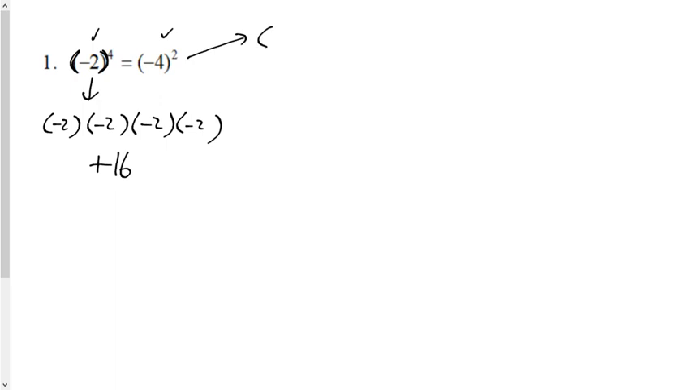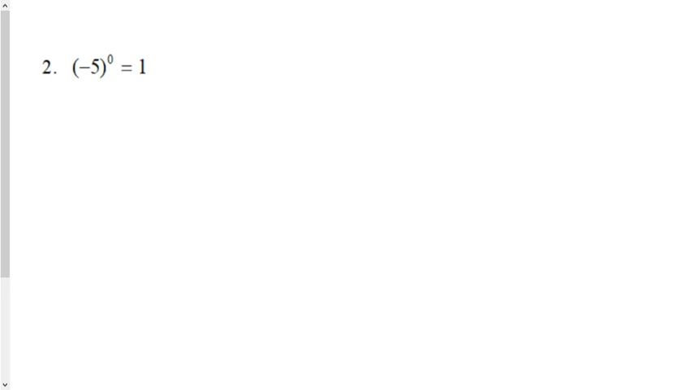In the second question, we have negative 4 around the brackets, meaning it's the base squared, which means we take the base and multiply it by itself this many times, giving us 16. So therefore, is it a true statement, that both powers have the same value? Yes, it is. It's true, and that's the reason.